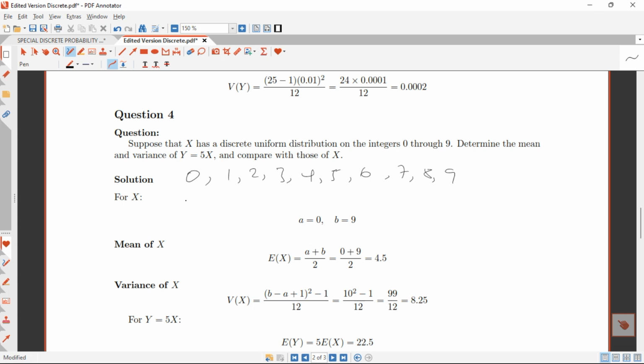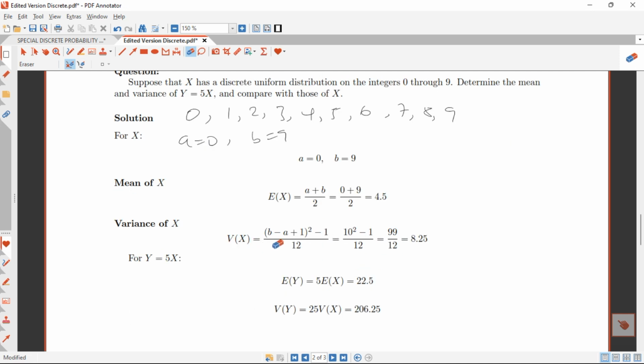With this one, we know that our a will be equal to 0 and our b will be equal to 9, as it has been stated on the slide. So if you want the expectation of x, it is just a plus b divided by 2, of which you are going to get our final answer to be 4.5. Then for our variance here, we can use this formula because our observations here are integers. So here we are going to get (10 squared minus 1) divided by 12, of which our final answer will be 8.25. But we were told that we should determine the mean and variance of y equal to 5x, not the variance of x.